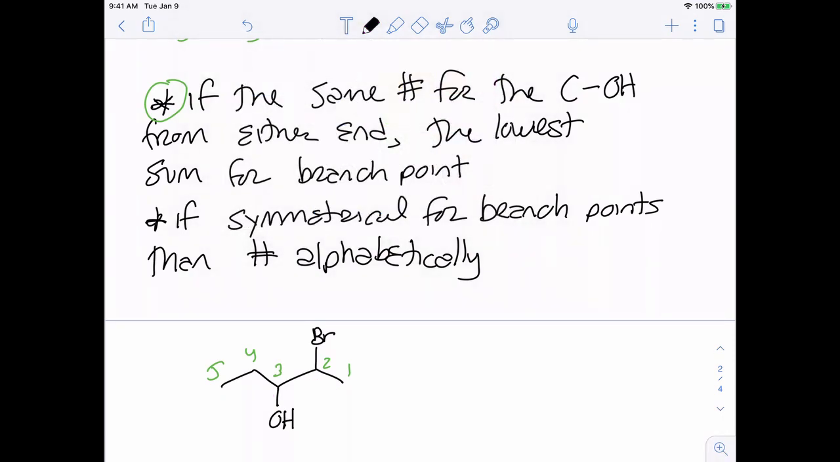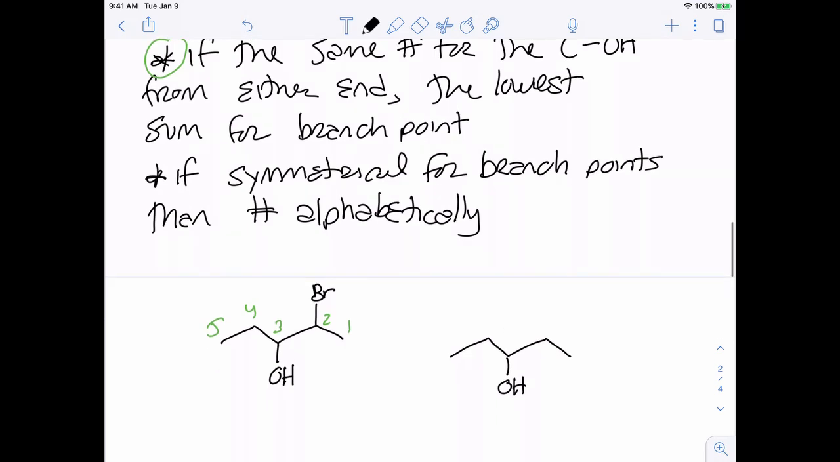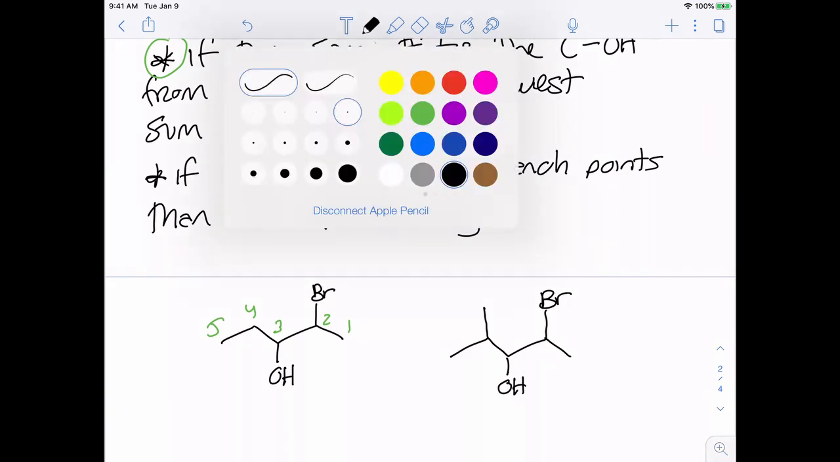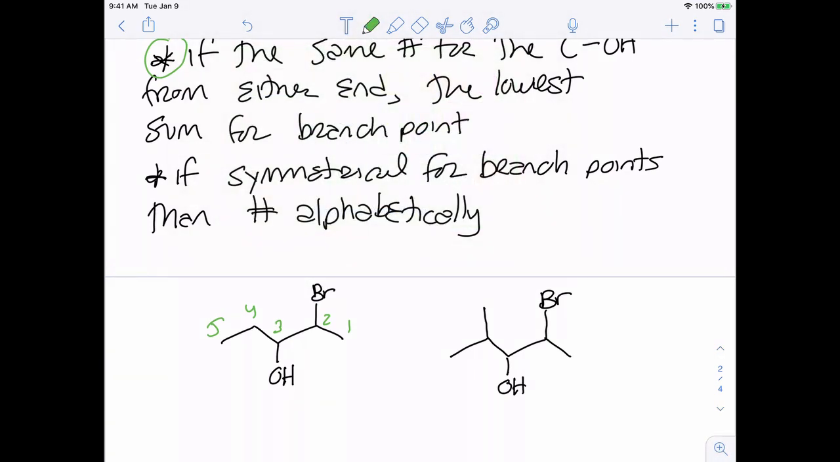Another example. Again, my hydroxyl group is going to be in the middle, so it's going to be on carbon 3 if I number from either direction. If I put a methyl group there and then a bromo group here, no matter which side I number from, 1, 2, 3, 4, 5, my substituents are on carbon 2 and 4. If I was to number from the other direction, 1, 2, 3, 4, 5, my substituents are on 2 and 4.